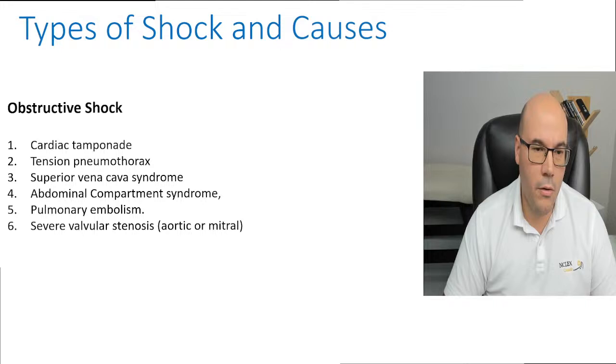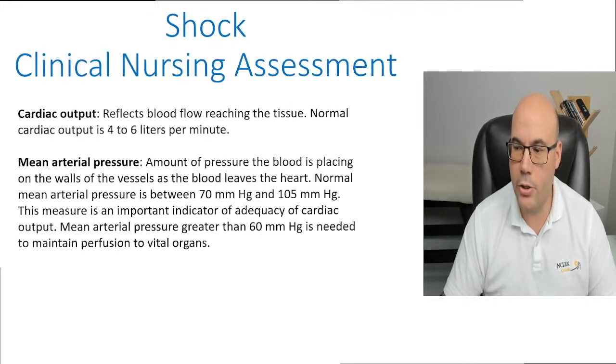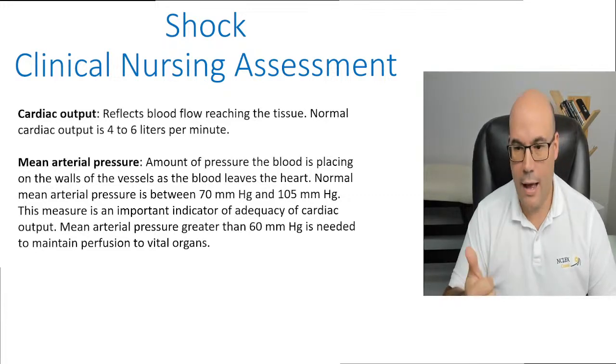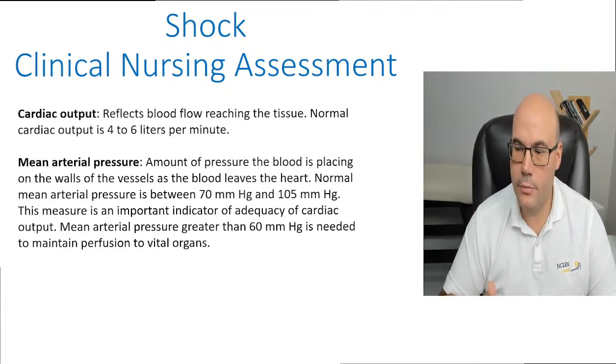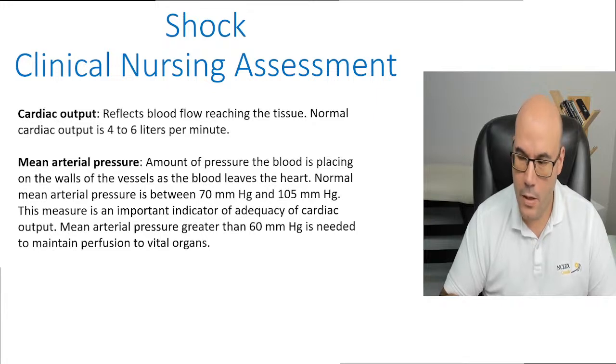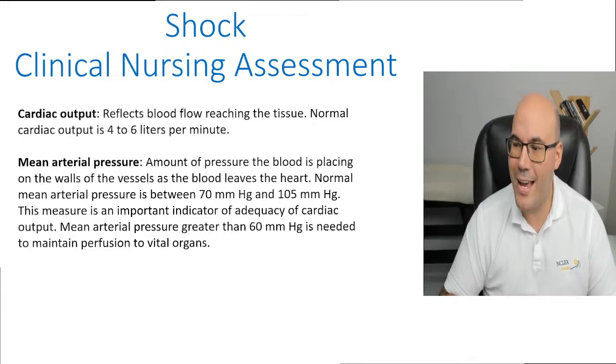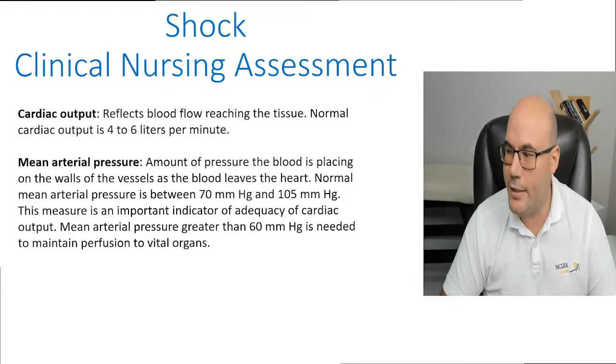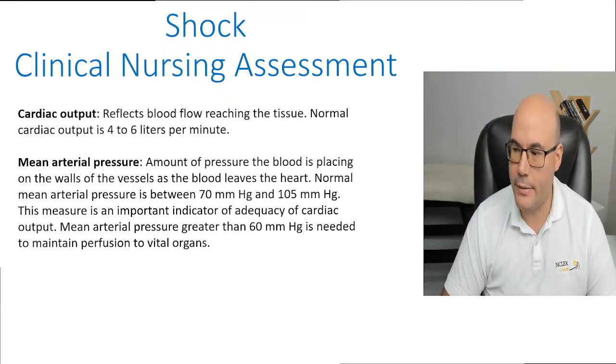So the clinical findings, the assessment that is important to monitor closely. We have to monitor cardiac output, mean arterial pressure, central venous pressure, cerebral perfusion pressure. So there are several concepts that you need to know. When we talk about the cardiac output, remember that the cardiac output reflects blood flow reaching the tissue. Normal cardiac output is 4 to 6 liters per minute.